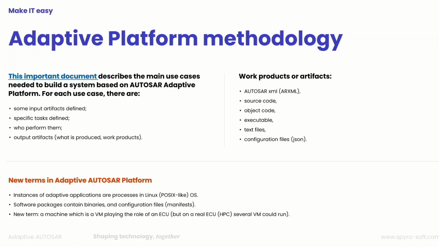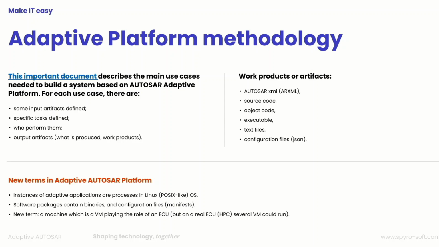For example, output artifacts could be ARXML files, which are some AUTOSAR XML specific format in which our data is created in order to be used in our platform. Some source code, some object code could be output artifacts, and even test files and configuration files, for example, JSON or YAML format. It depends on the implementation.